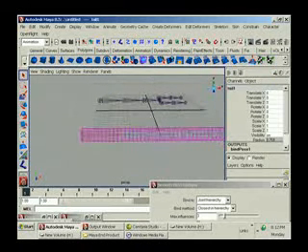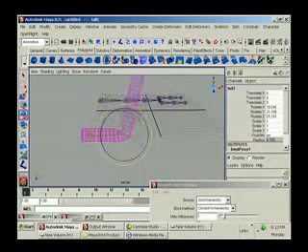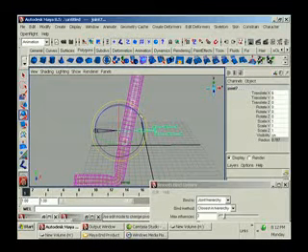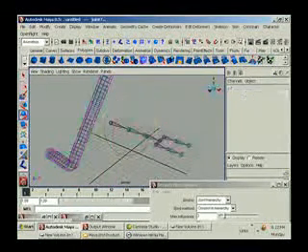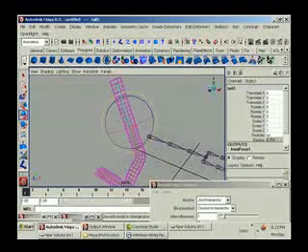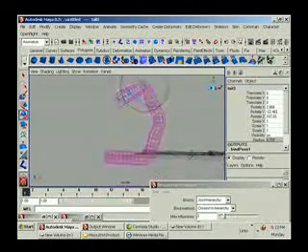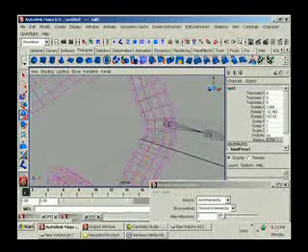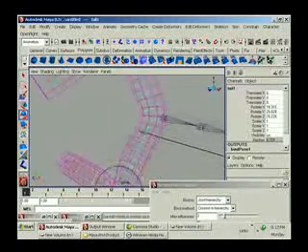Okay, and this I can rotate, and rotate, and rotate. And you can see that this pinching occurs here because we have not studied weighting whatsoever.